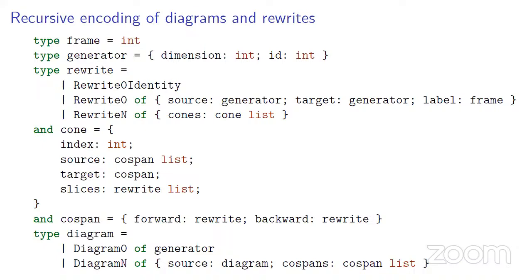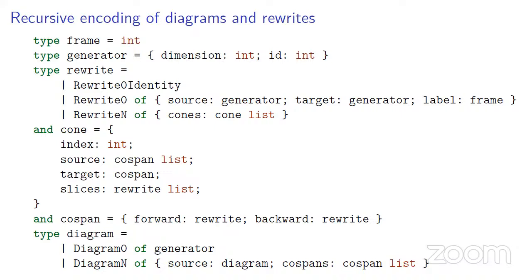Okay, so I have here some pseudocode for the data structures which underlie diagrams and rewrites in the tool. They are defined recursively, and we use a lightweight dependent typing to distinguish between zero-dimensional things and higher-dimensional things. So diagrams are either zero-dimensional, in which case they consist of something we call a generator, which is essentially a name, or they are higher dimensional, in which case they consist of a source diagram and a list of cospans which will iteratively rewrite that source diagram backwards and forwards from the source to the target. It will become a bit clearer what that means in a minute.